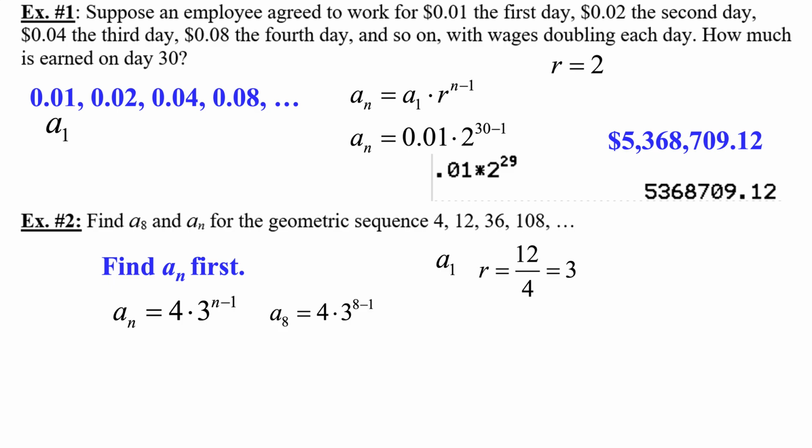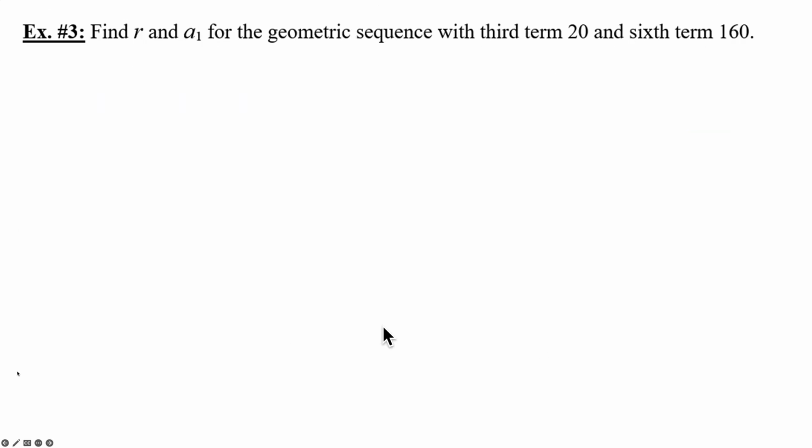Then find a sub 8. We'll put 8 in for the n's. We have 4 times 3 to the 7th power, 8,748. So as you can see with these geometric sequences, their terms get big really fast because it's technically an exponential function.